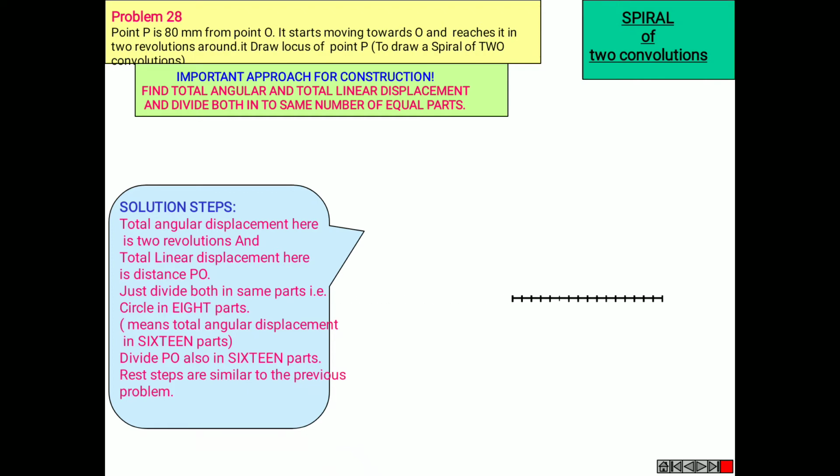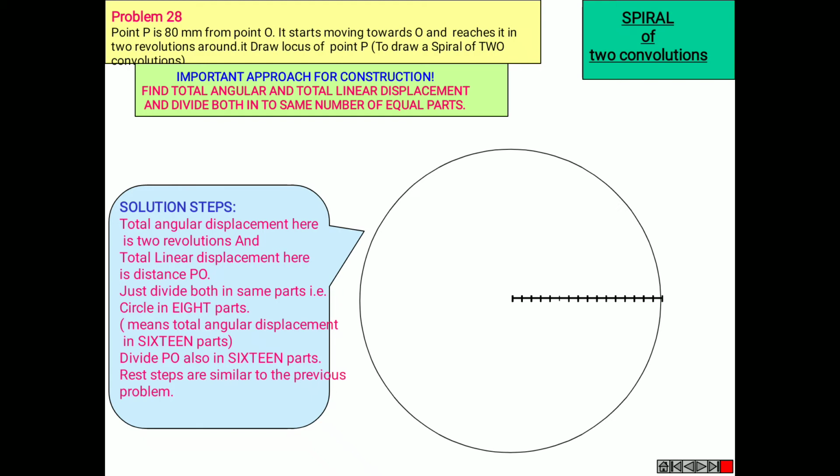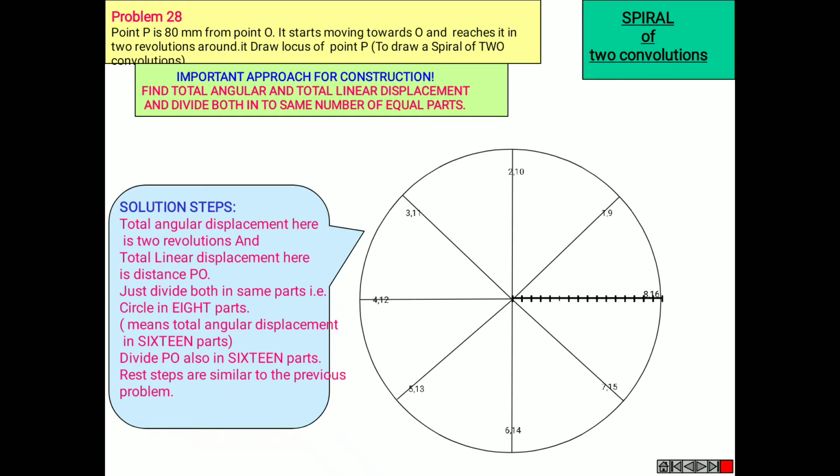Okay, draw an OP line with 16 points in it. With O as center, draw a circle, extend it as a diagonal, and divide the circle into 8 and 8 equal parts, total 16, and name them. There are double circles in it, since it is 2 revolutions. Now this is an OP line; mark them 1 to 16 from right to left.